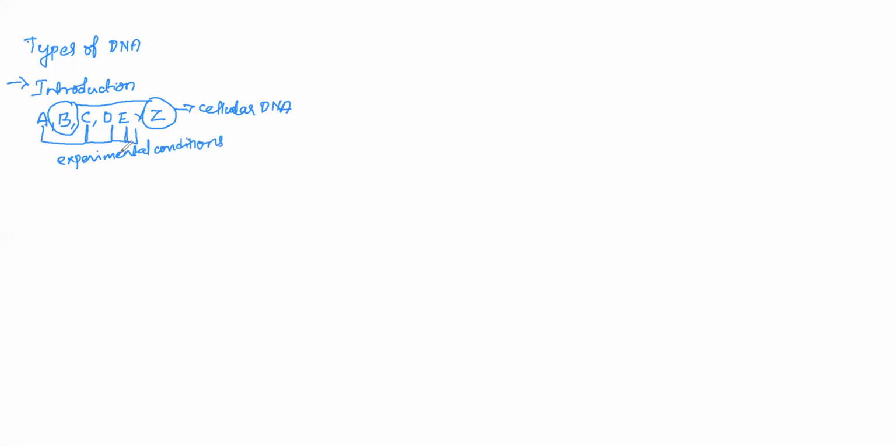So all DNA molecules of any source, let it be natural or artificial, can take up the two forms, that is A and B forms. Now, some DNA forms are interconvertible.